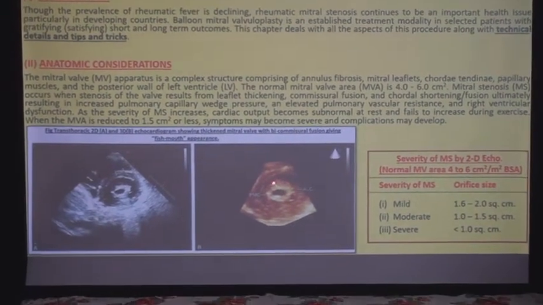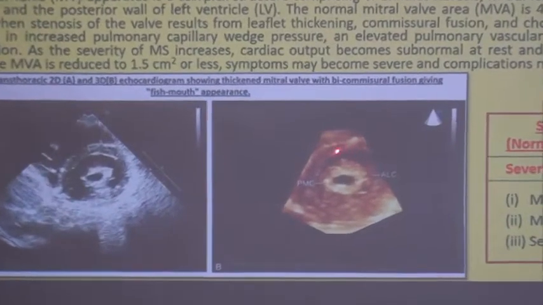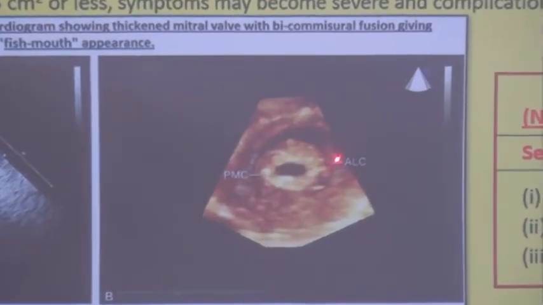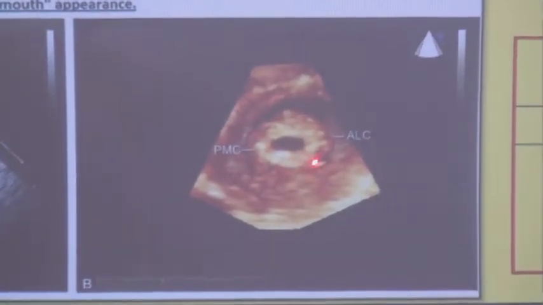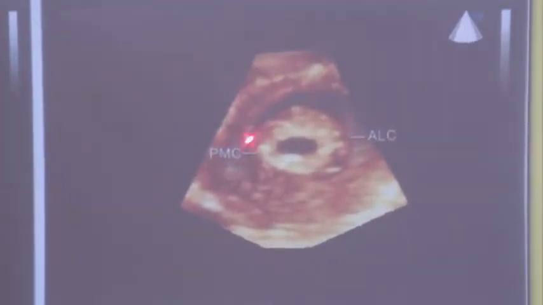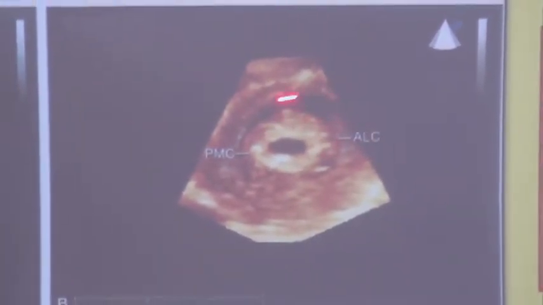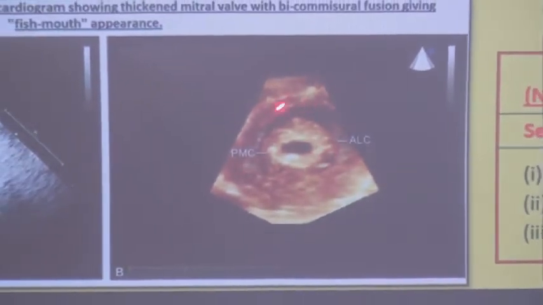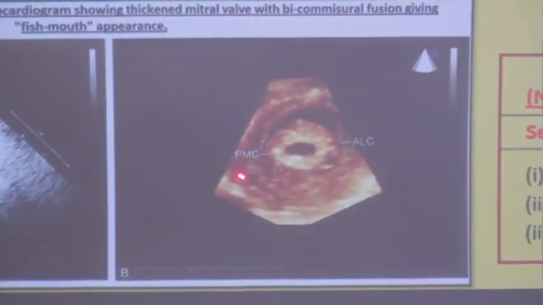You are seeing from the posterior aspect of the heart. So this is the anterior cusp and this is the posterior cusp. Anterior leaflet and posterior leaflet in 3D. It is looking like a fish mouth, the fish mouth.